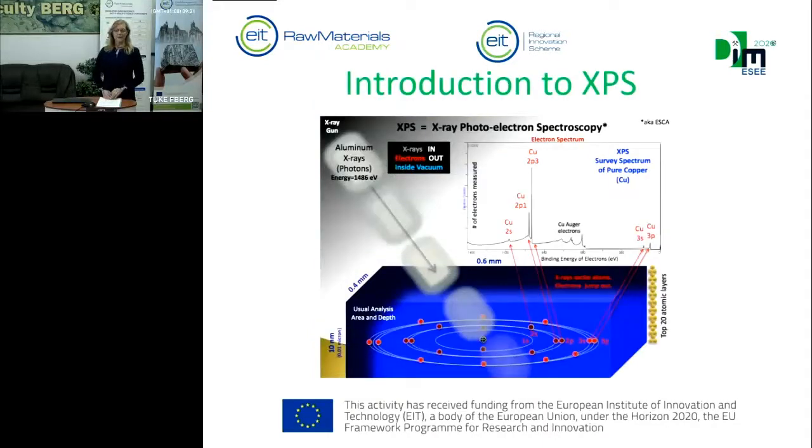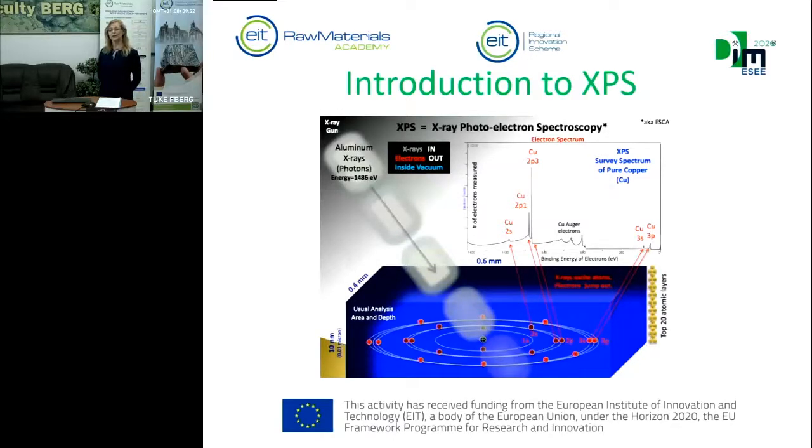The principle of this method is that the surface of the sample is irradiated by photons from the X-ray source. Electrons from the surface of the sample are emitted into the hemispherical analyzer, and there these electrons are collected by their kinetic energy. Then we have the electron spectrum. You can see the spectrum in this picture, and this spectrum represents the dependence of emitted electrons from the surface on their binding energy.